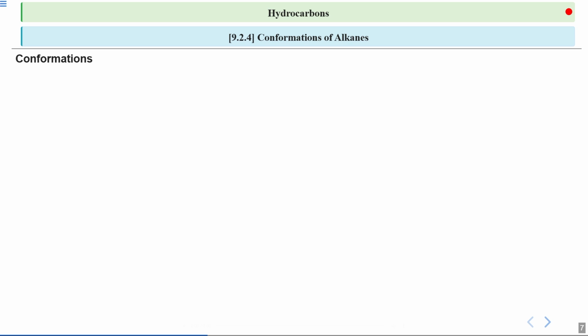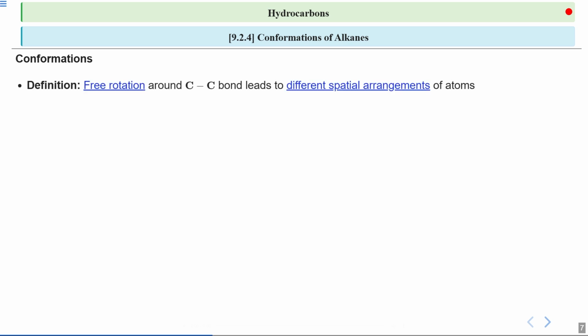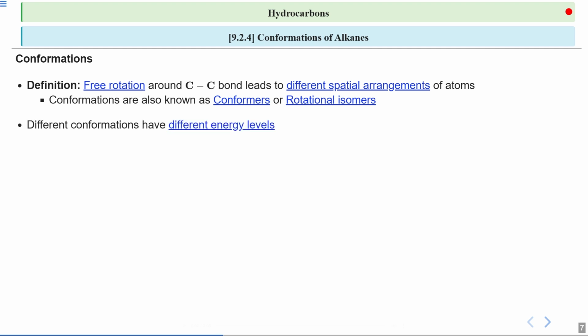Now we are starting with the conformation topic. The free rotation around a carbon-carbon bond allows for different spatial arrangements of atoms, which are known as conformations. This is a key feature of hydrocarbons and affects their properties and reactions at the same time. Conformations are also referred to as conformers or rotational isomers, as they are interconverted by rotating the molecule.